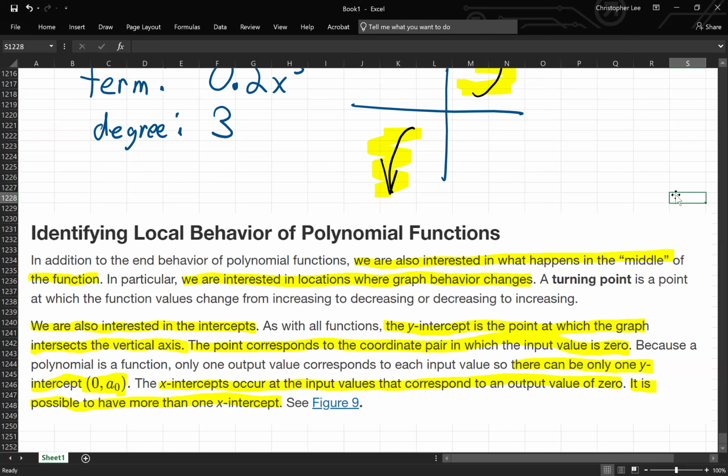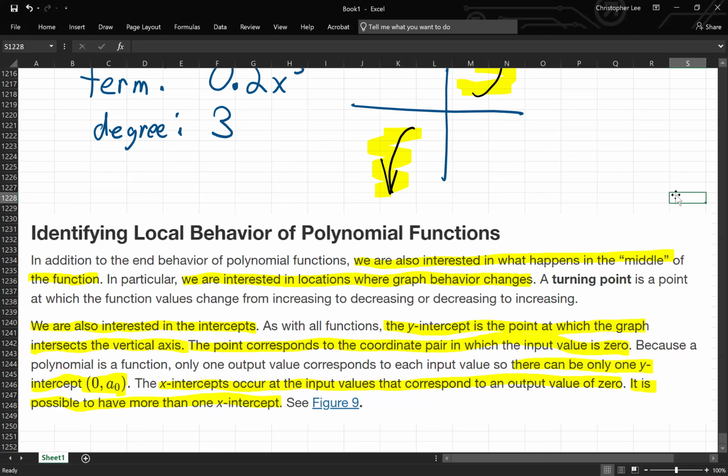We are also interested in the intercepts. As with all functions, the y-intercept is the point at which the graph intersects the vertical axis, the y-axis. The point corresponding to the coordinate pair in which the input value is 0. When you have a function and you plug in x equals 0, that number that you get out at the end, that's the y-intercept, period.